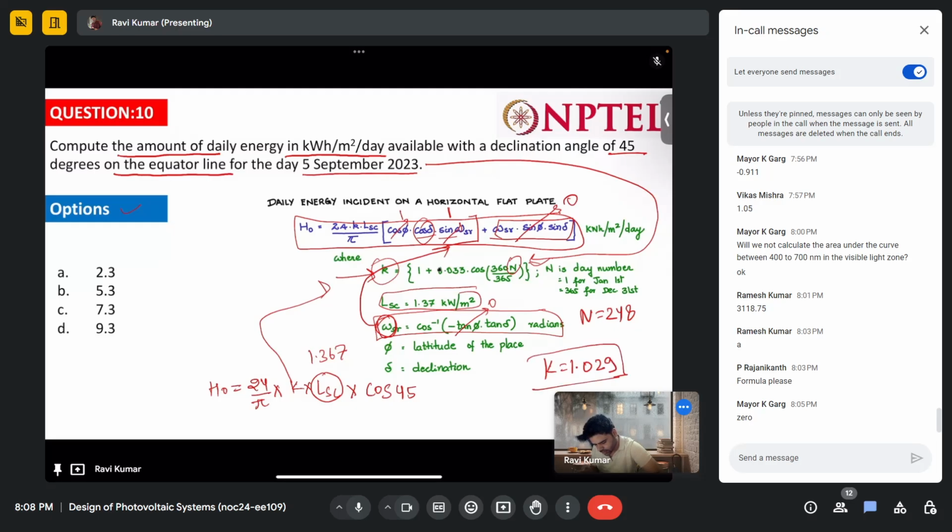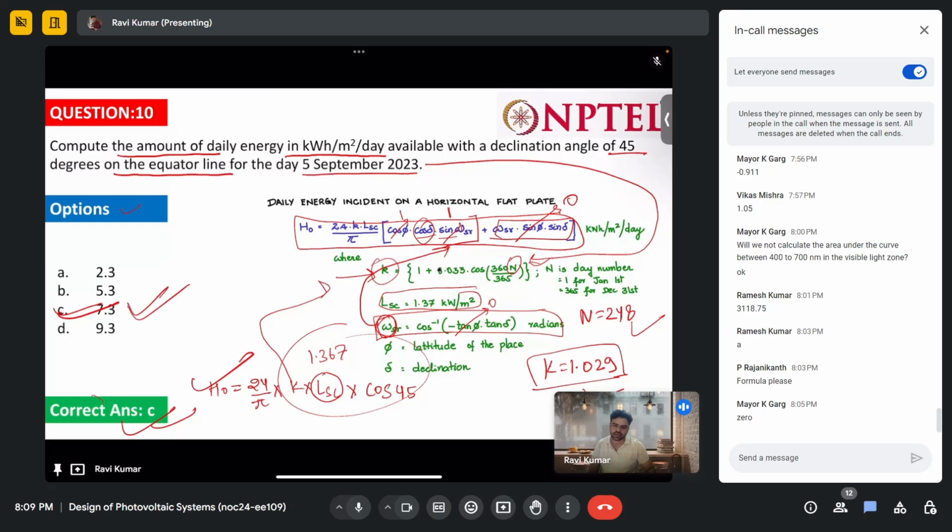And other things are given. So it's like 1.029 into 1.367 into cos 45 into 24 divided by pi. It is coming around 7.3. So the answer here will be 7.3. Just calculate it, you will get it. K will be around this, N will be around this. Put it there, calculate it, you will get 7.3 kilowatt hour per meter square.